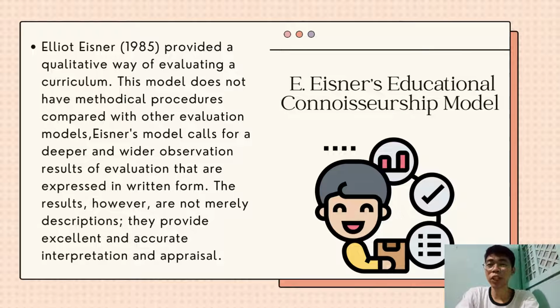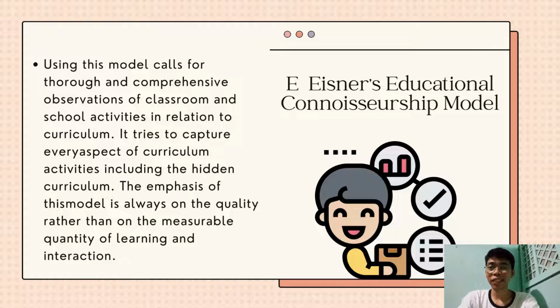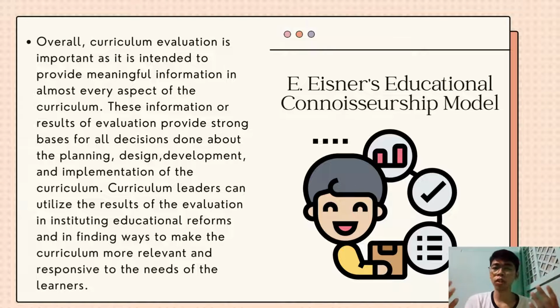Letter E, Eisner's Educational Connoisseurship Model. Elliot Eisner, 1985, provided a qualitative way of evaluating a curriculum. It's not that methodical, but interpretations and appraisals are accurate. Again, appraisal means estimate value of something. In this model, curriculum-related activities are comprehensively studied. All aspects are tackled, even the hidden curriculum. This emphasizes more on the quality of learning and interaction, not just on the quantity or numbers. So, overall, this really deals with all aspects of curriculum. Information from this is used in planning, development, designing, and implementation of curriculum.